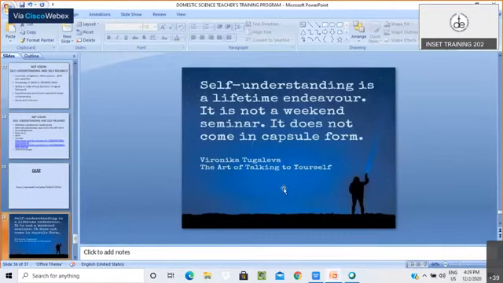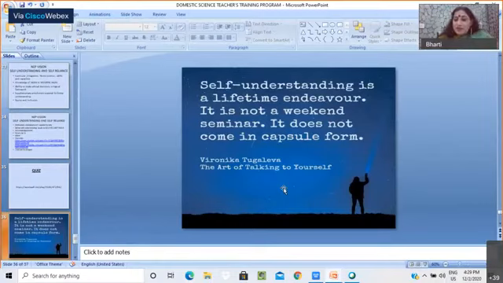In the end, I just want to sum up with these lines that self-understanding is a lifetime endeavor. It is not a weekend seminar. It does not come in any capsule form. So, dear friends, keep working, because we are on a train which has got no stoppage. But yes, the destination is definitely there, where we want to see our children, children of the 21st century, students of the 21st century, skill-based learners, having competencies, good knowledge, communication abilities, and good thinking. Thank you all. With this, I finish my first session.